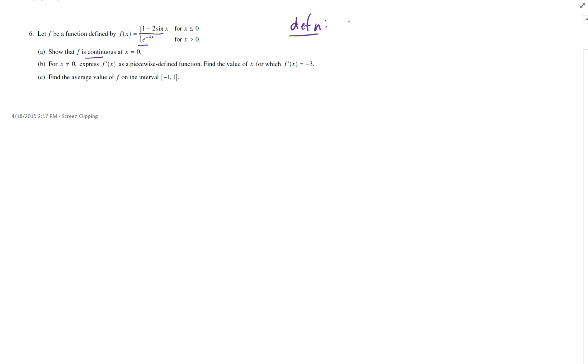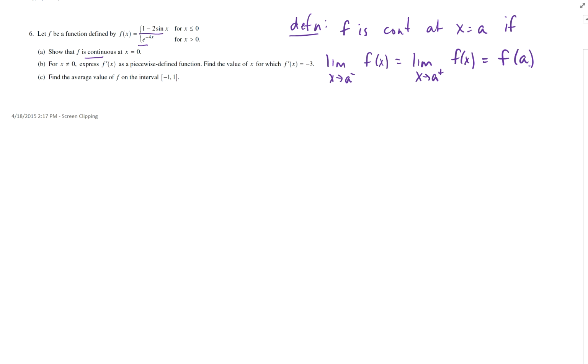Okay, so to do that, remember f is continuous at x equal a if the limit as x approaches a from the left of f of x equals the limit as x approaches a from the right of f of x equals f of a. Okay, that's what we have to show. Okay, so let's do that for a.